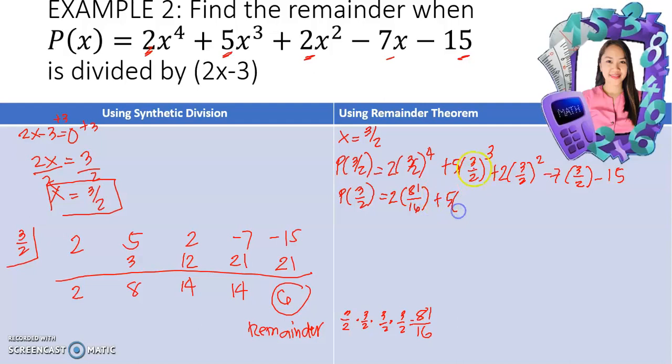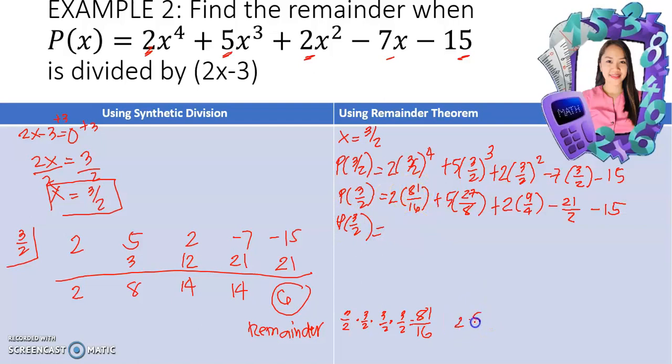Plus 5. 3 halves cube is equal to 27 over 8. 27 over 8 galing siya dito. I-multiply yung 3 halves sa sarili niya 3 beses. 3 halves squared, that is 3 halves times 3 halves is 9 over 4. Minus 7 times 3 halves, we'll just multiply 7 to 3. 21, copy the denominator 2. Minus 15.